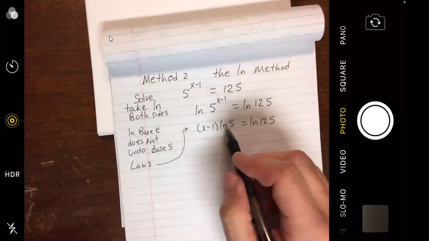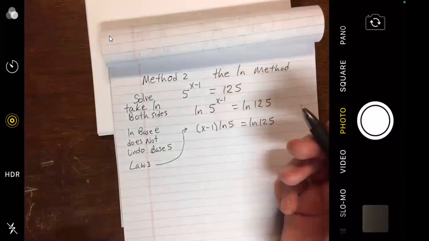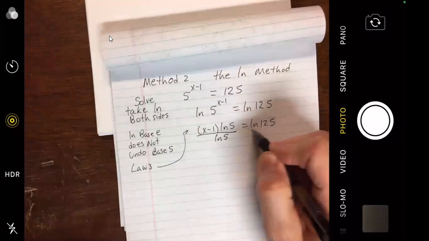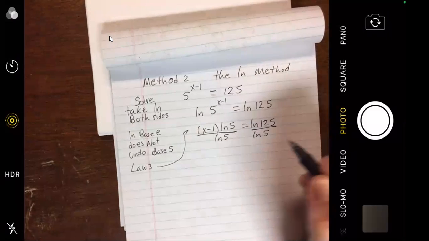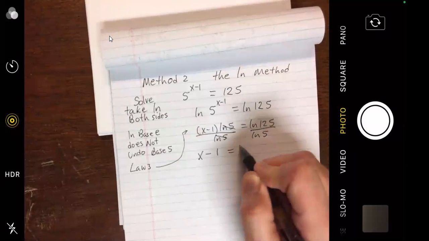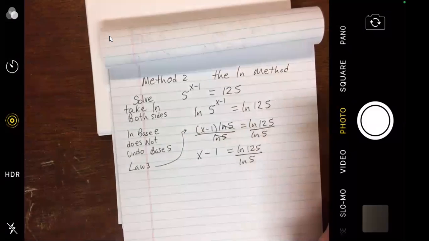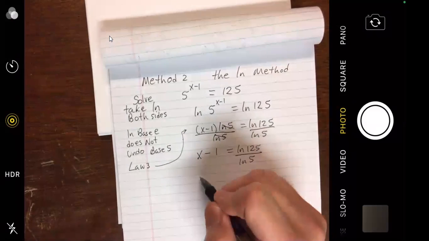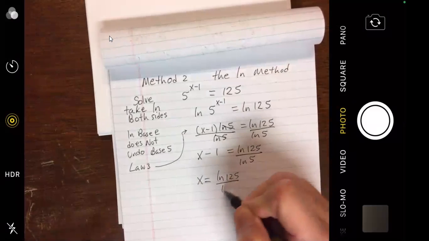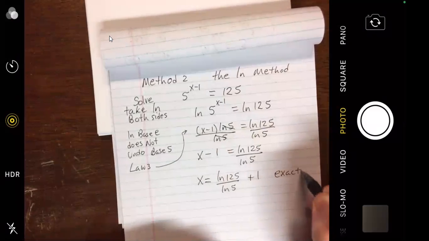Now, I could distribute the ln of 5 through, but I prefer not. Usually just divide by it because it's a nasty number. You can punch it on your calculator. You divide by it, you wind up with x minus 1 then is equal to the log of 125 divided by the log of 5. And now all you have to do is add 1. And add 1, and that's the exact answer.